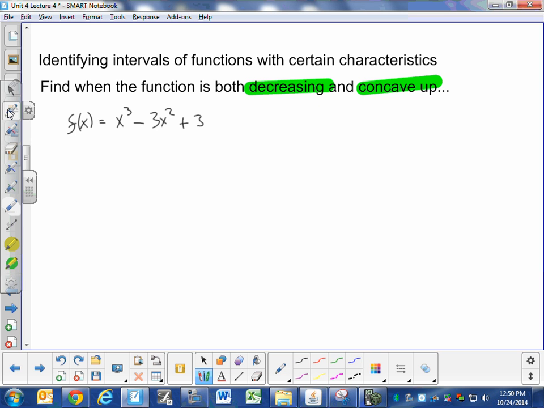Well, decreasing is when f prime is negative. Concave up is when f double prime is positive. We just kind of do what we've been doing. We just do it at the same time.